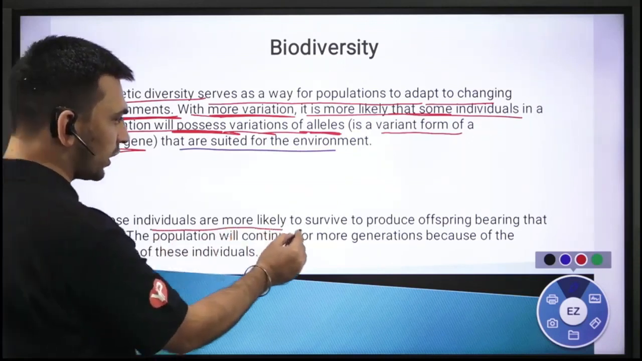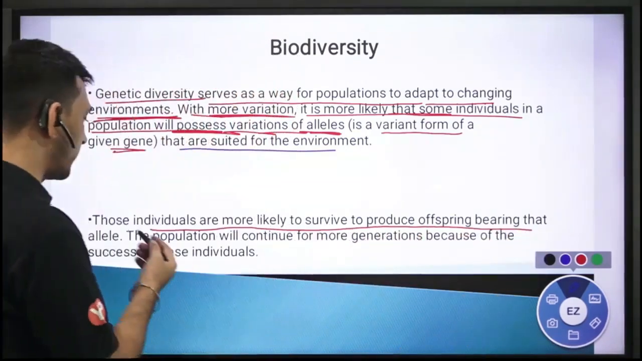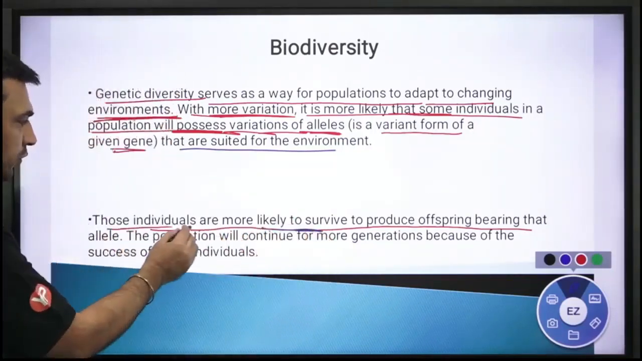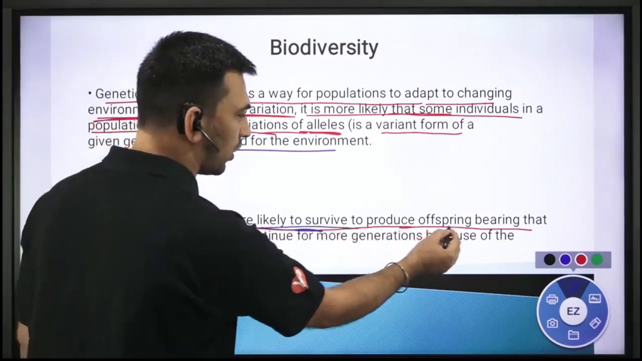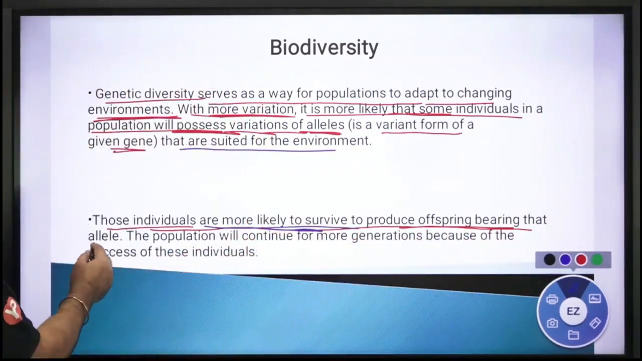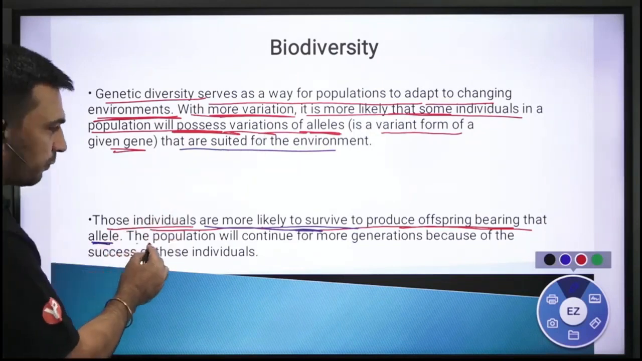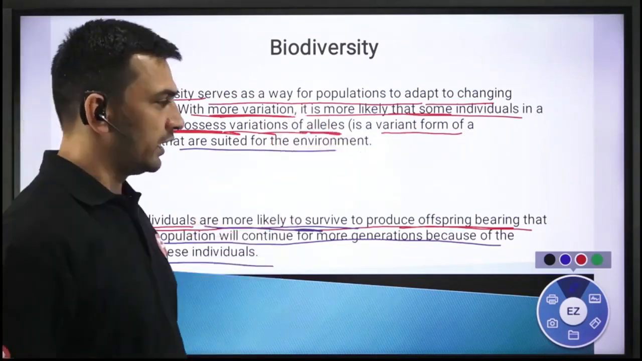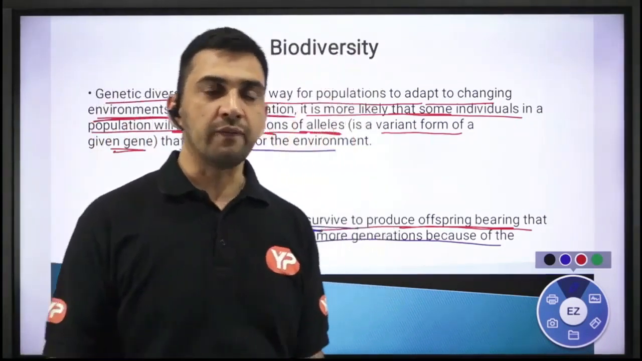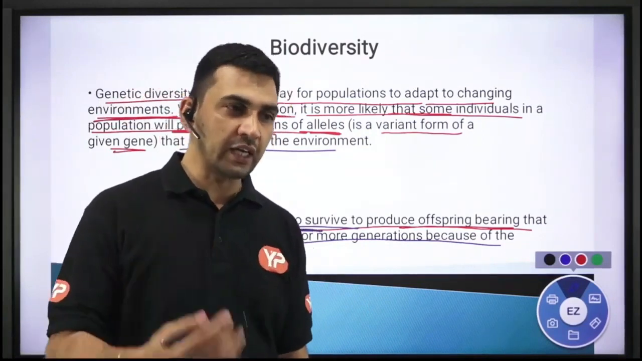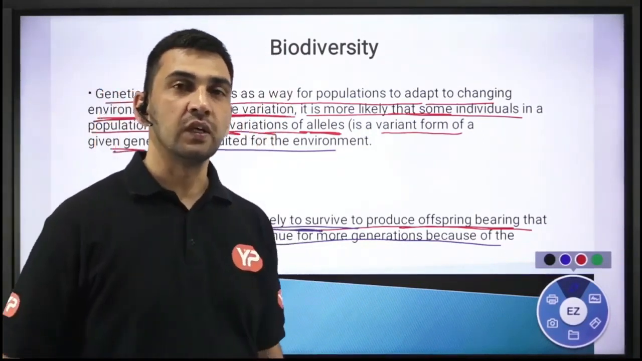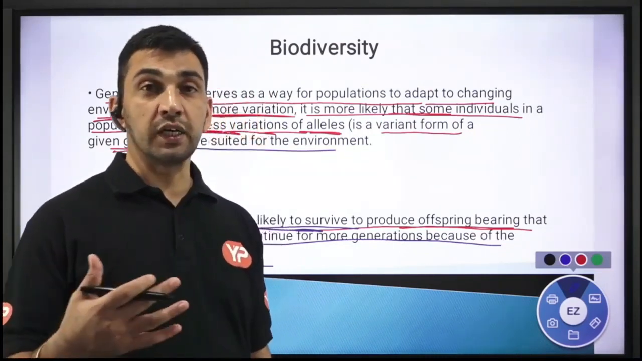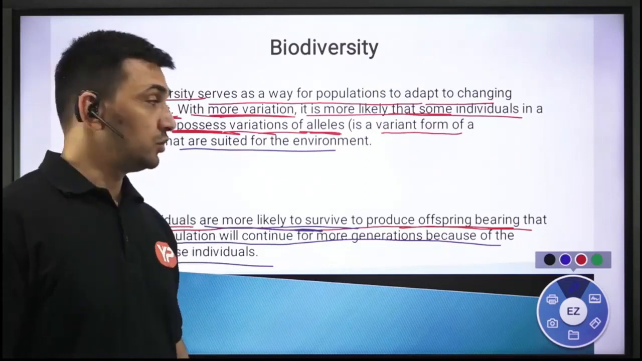Those individuals are more likely to survive to produce offsprings, obviously. Offspring मतलब बच्चे bearing that allele, मतलब that particular kind of genes. The population will continue for more generations because of the success of these individuals, right? So that is why आपके जो है जो variety of forms exist कर रही है within that species, that you are able to resist those impacts of those environmental changes, right?